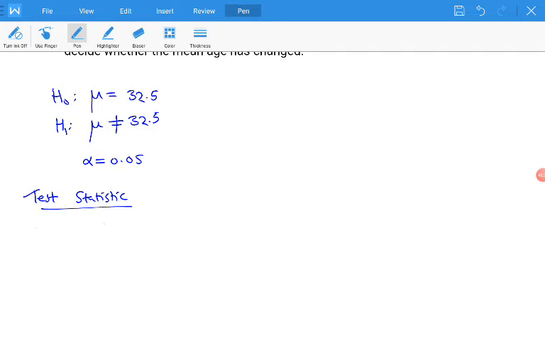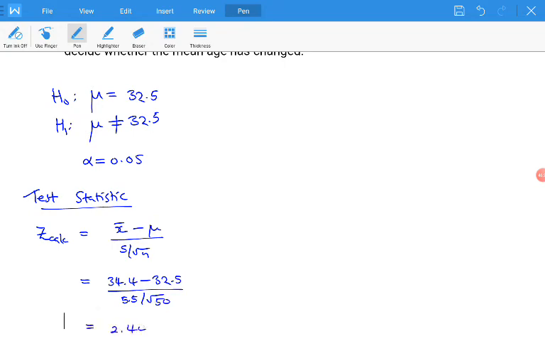Test statistic is given by z calc equals x bar minus mu over s over root n. So this equals 34.4 minus 32.5 over 5.5 over root 50, and this gives us 2.4427.